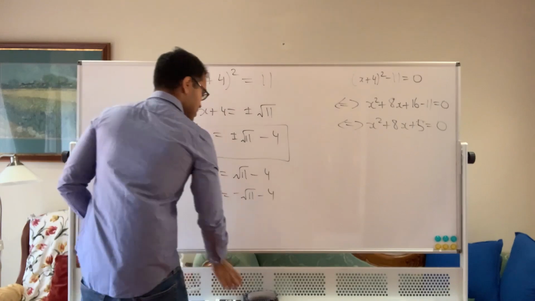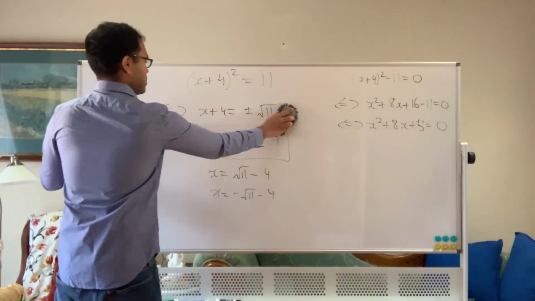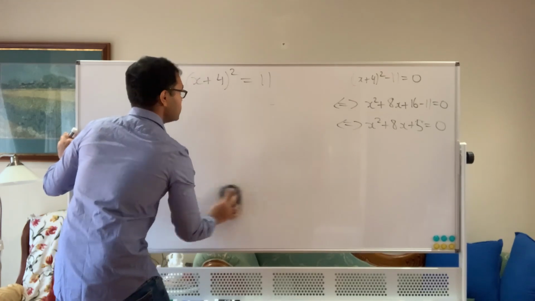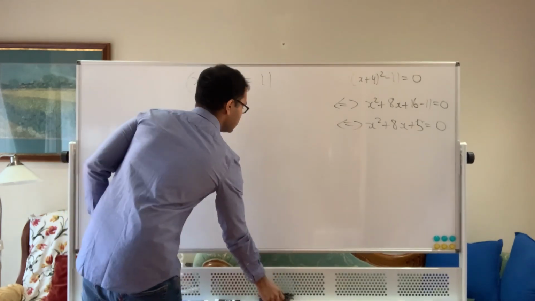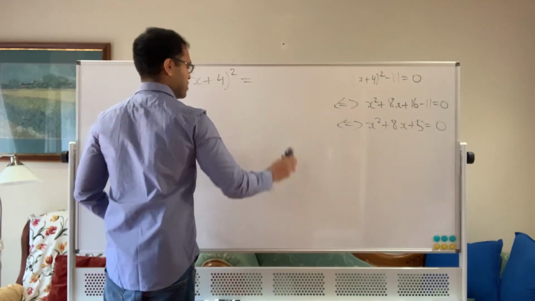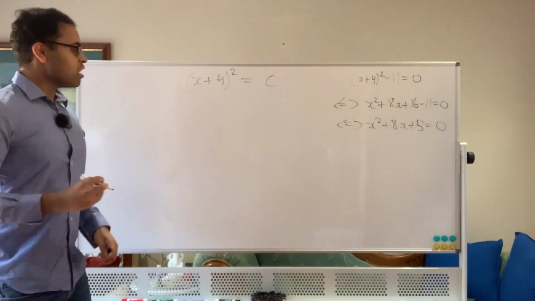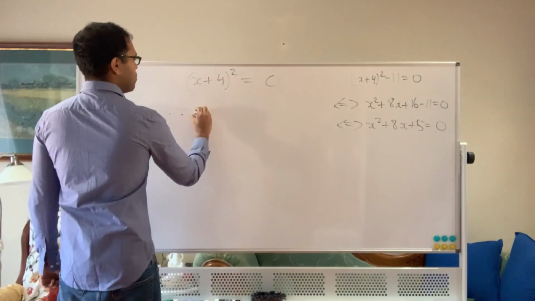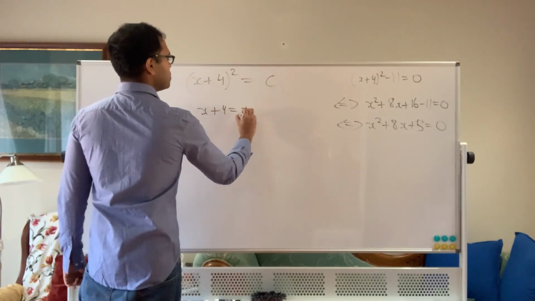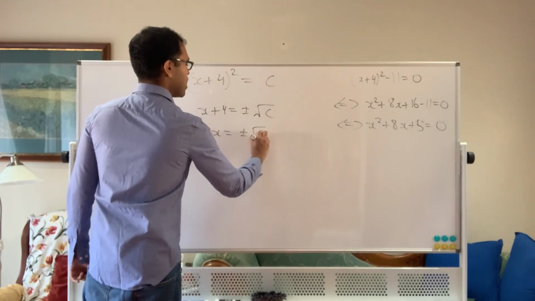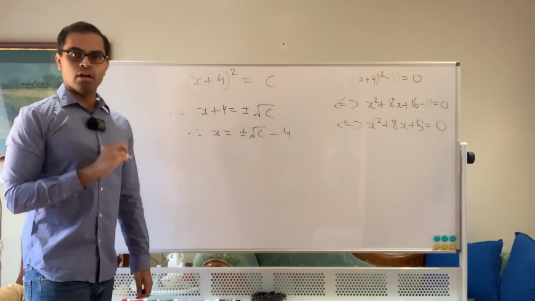So what we're going to observe is that if you have an equation like (x + 4)² = c, where c is a constant, then you can solve it. You can just say that therefore x + 4 is going to equal plus or minus the square root of c. So therefore x is equal to plus or minus the square root of c, minus 4. You can solve that equation.